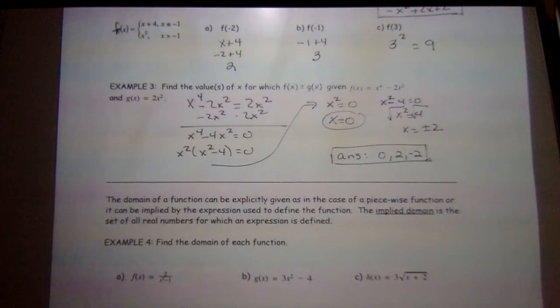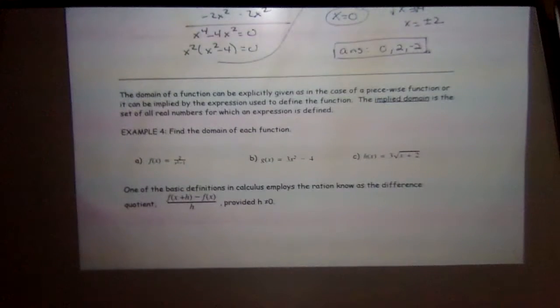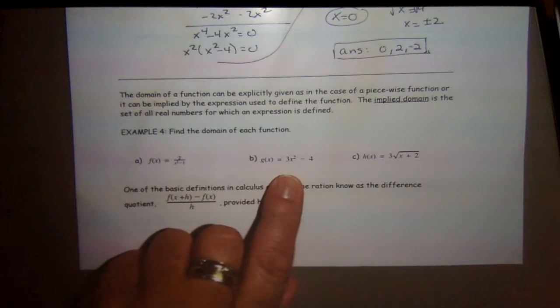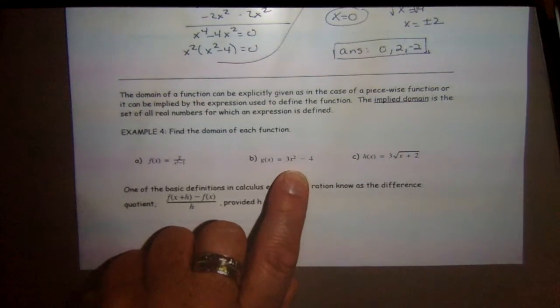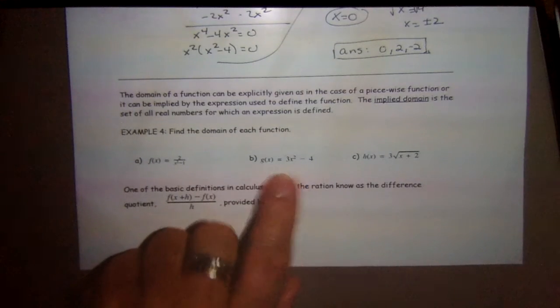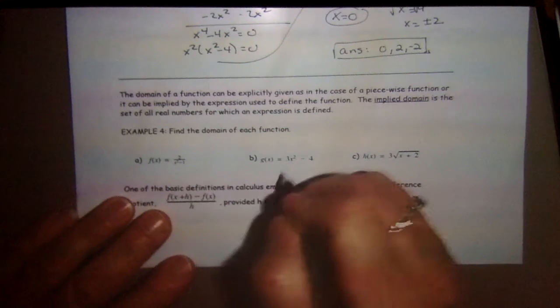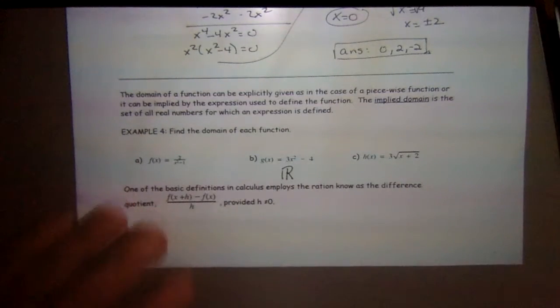Sometimes we won't. If it's a polynomial function, it's going to be all reals. Do you see a polynomial function in any of this? Polynomial means it's just all powers. Well, this one right here. This is a polynomial. This is a parabola. What's the domain of a parabola? All reals. There's no number I can plug in here that won't work. So this is going to be all reals. I'm going to write it with the R with the two lines.